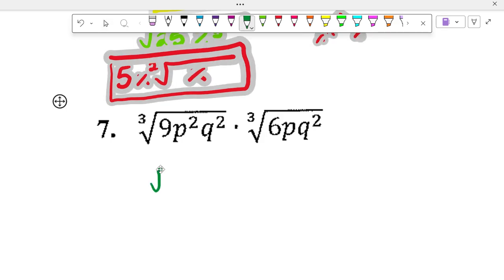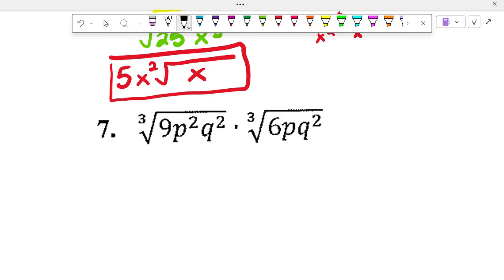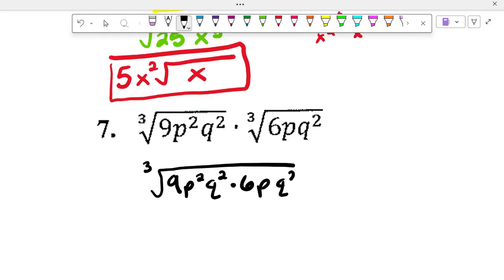So I'm just going to rewrite everything in terms of multiplication under one radical. So 9 p squared q squared times 6 p q squared. So it just looks like we're simplifying exponents using the product rule. It's all underneath the cube root. So what do I do first?